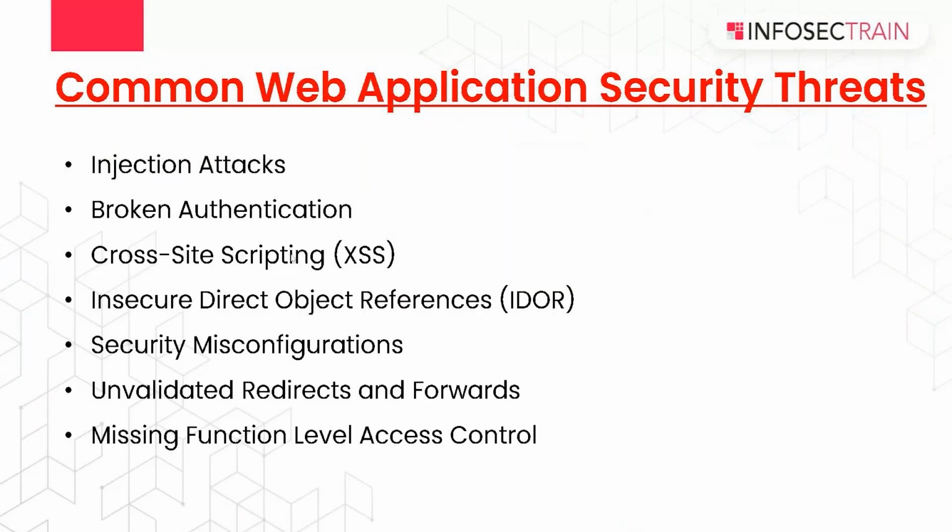Then after this, we have unvalidated redirects and forwards. So whenever we are visiting sites like torrent sites, to download movies or games, or looking for the correct version of applications and software, we use third-party sites, your torrents.